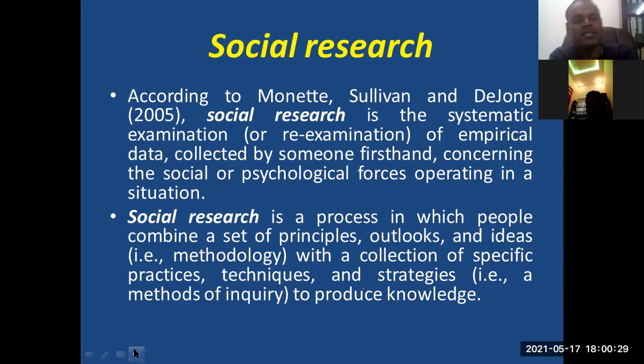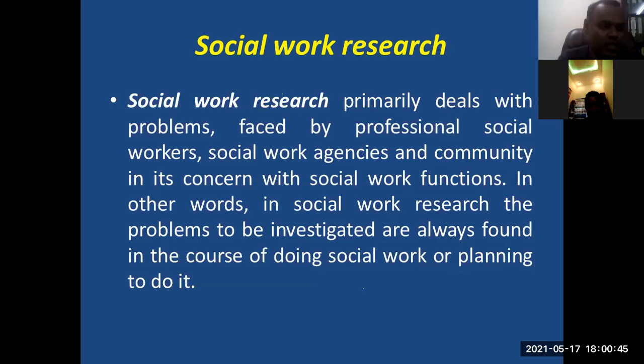Social research is a process in which people combine a set of principles, outlooks and ideas with a collection of specific practices, techniques and strategies to produce new knowledge. Within social research, since you are social work students, the process is slightly different, but you can add a little practical application, and that is considered social work research.